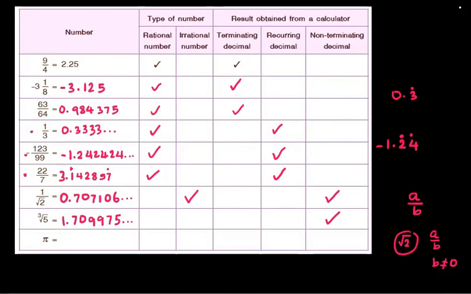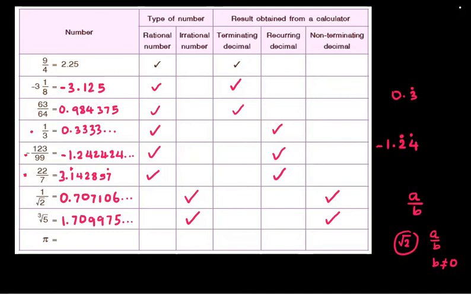This one is an irrational number because it cannot be written as a fraction. In other words, it cannot be written as A out of B. We cannot write that as a fraction, so it is an irrational number. Okay, on your calculator, place pi.